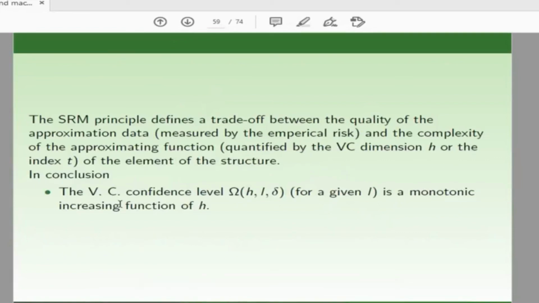So one thing we can see here is that this confidence level is an increasing function of h. By simple calculation, if you find the derivative d omega by dh, you see it is positive. That means the confidence level is an increasing function of h. And that simply means if I want to minimize this thing here, I must minimize h. So this argument shows that to minimize the confidence level, you have to minimize this term, and that means you must minimize h.